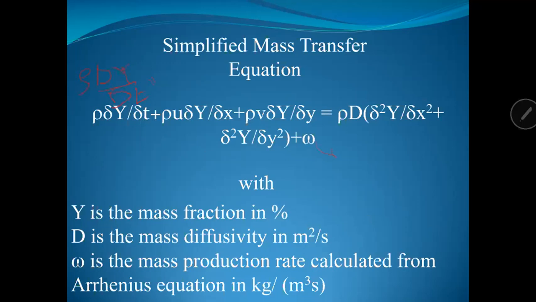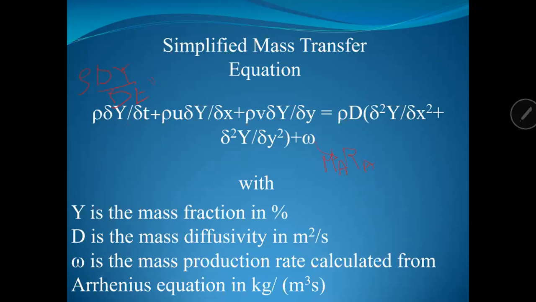Omega is the mass production rate, MPR. It comes from a chemical reaction. Mass production rate is a mass production rate. We start with the first question, okay, as an application.